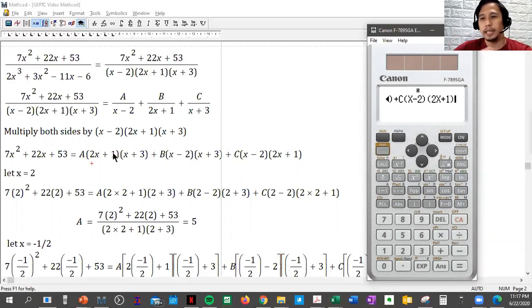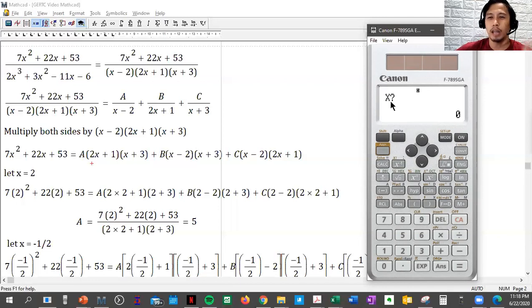We are to solve for A, B, and C, but of course, one at a time. Let's start with A. If we want to solve for A, we add a comma, then A. If you haven't tried it yet, input it first using any of the Canon or the Casio 570 ES Plus. After that, press shift calc, because we are to solve for A. Now, it asks for X.